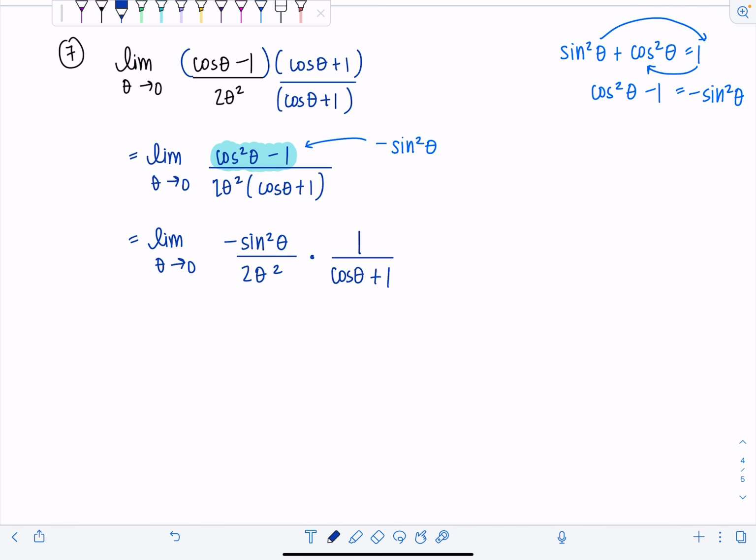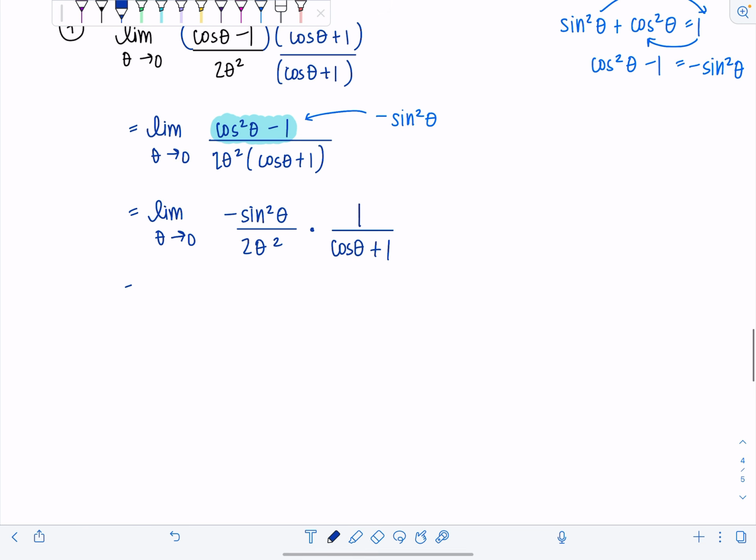Very nice. Now let's see here. What am I going to do with this sine squared and theta squared? I can regroup it. Okay, I'm going to take all the constants outside. So I'm going to write this negative and 2 as just a negative 1/2 so I can focus on what's going on with the trig functions.